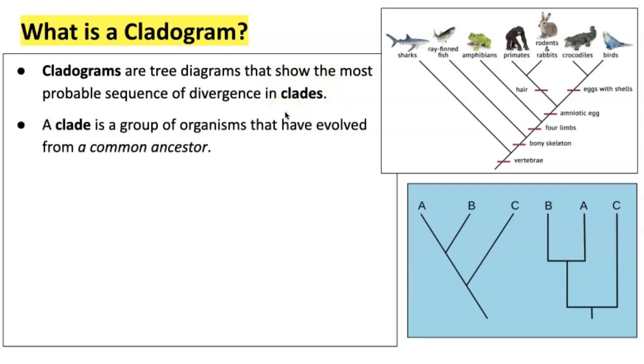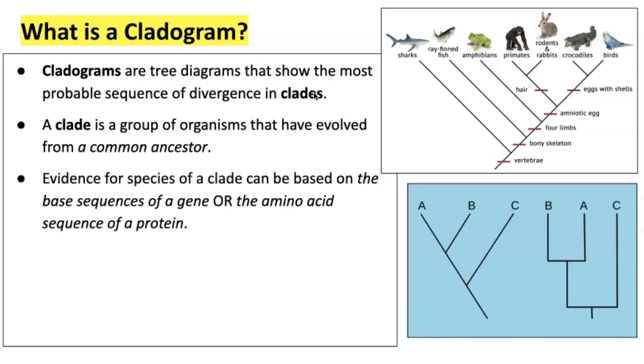Well, I'll tell you. A clade is a group of organisms that have evolved from a common ancestor. So essentially, a cladogram is taking a whole group of organisms that evolved from the same common ancestor, and it's going to show the way that they diverged over time to become their individual species.